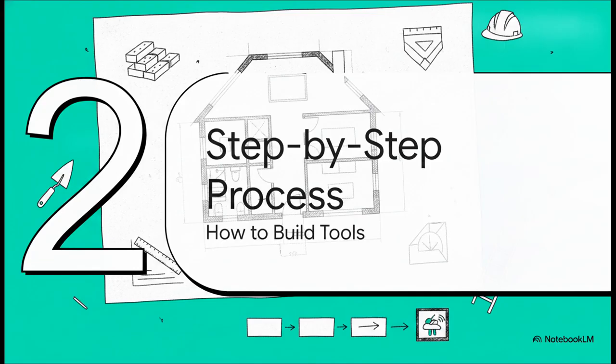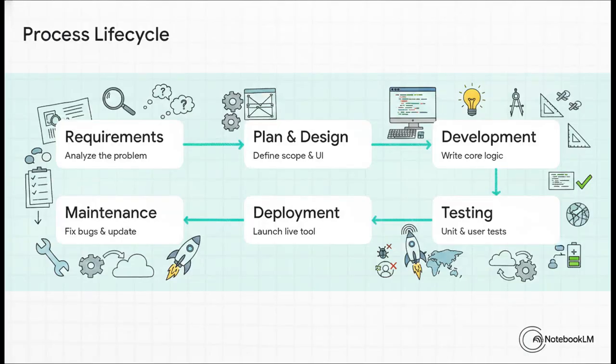Moving right along, let's hit Section 2, the step-by-step process. How do we actually build these tools? Because you wouldn't just start stacking bricks without a plan, right? You need an architectural drawing first. And in software, that drawing is this universal 6-step life cycle. It goes from requirement analysis straight into planning and design, then development, testing, deployment, and finally maintenance and updates. Let's break these down so you can see the whole picture.